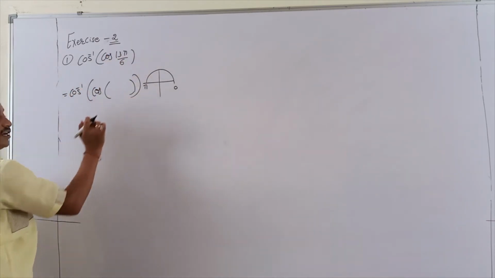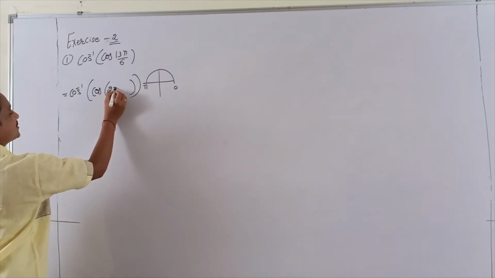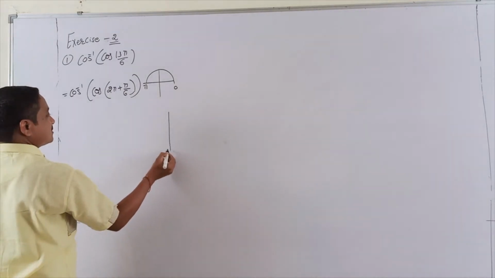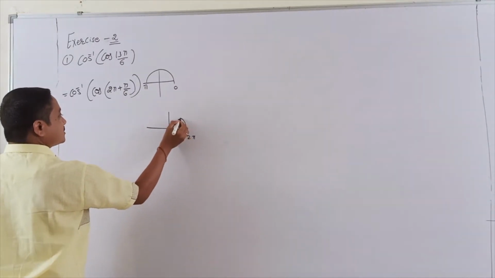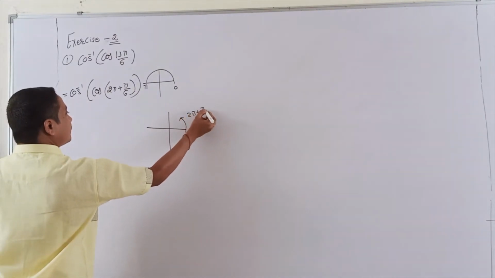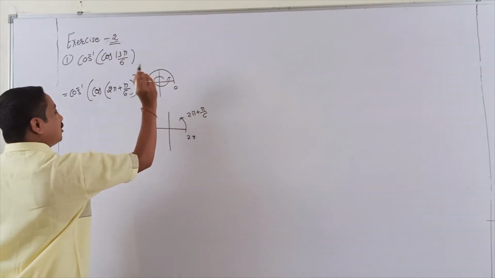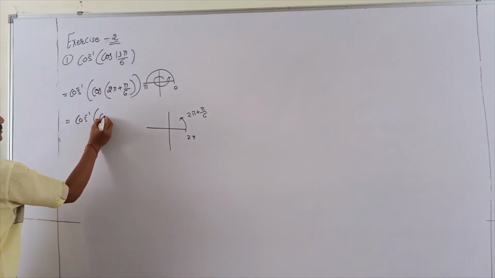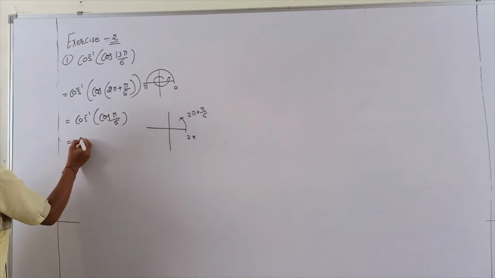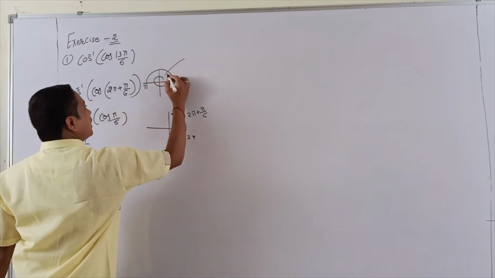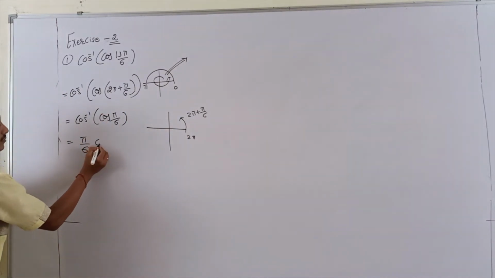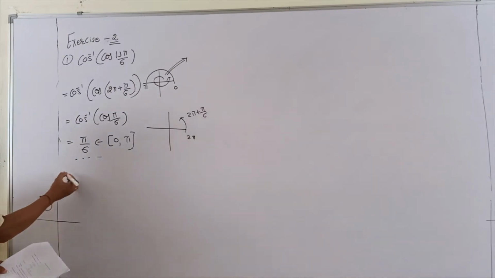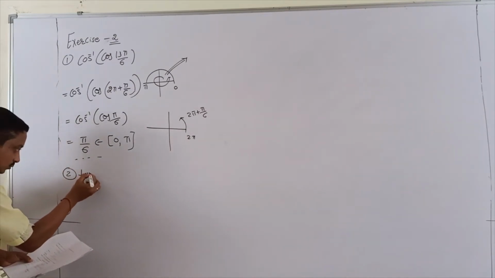You know the 6 table, nearest to 13 is 12. So 2 pi plus pi by 6. And where does 2 pi plus pi by 6 belong? Students, here 2 pi goes after one full rotation and it will belong in the first quadrant. So entirely in the first quadrant, cos pi by 6. Now check that pi by 6 belongs to my range, in the range of 0 to pi. And here we are happily done. Second question.